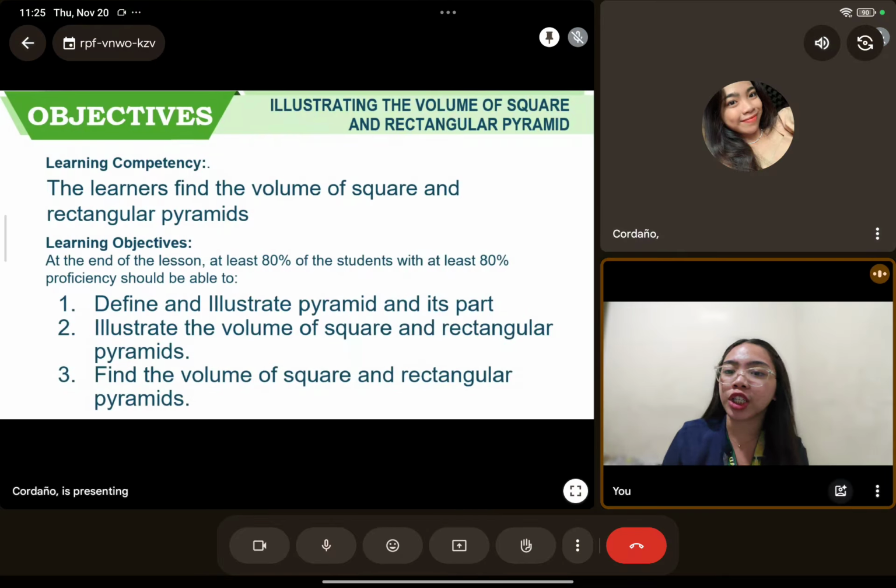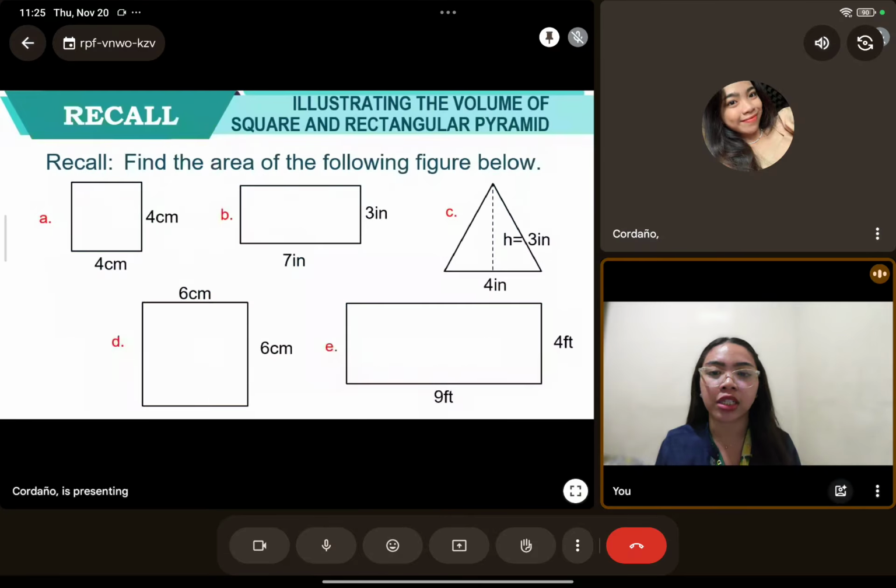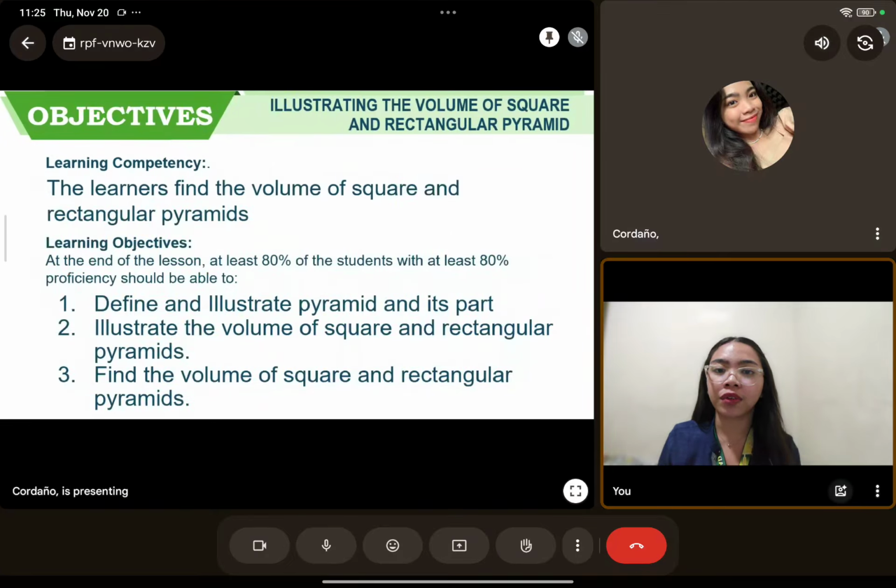So for our learning objectives, first is the learning competency, which will be: the learners find the volume of square and rectangular pyramids. Our learning objectives: at the end of the lesson, at least 80% of the students with at least 80% proficiency should be able to, first, define and illustrate the pyramid and its parts. Second, illustrate the volume of square and rectangular pyramids. Third, find the volume of square and rectangular pyramid.